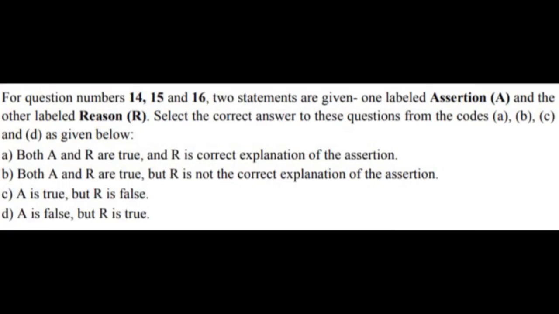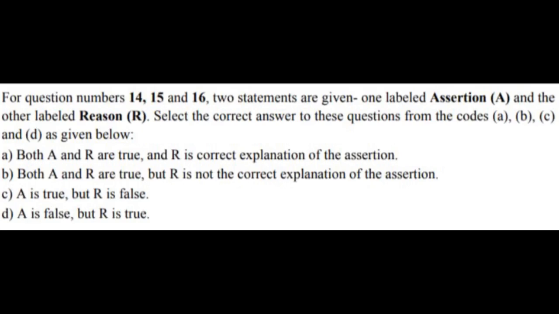Here I will discuss the instructions for writing the assertion and reasoning question. One sample is given over here. For question numbers 14, 15 and 16, 2 statements are given, one labeled as assertion A and the other labeled as reason R. Select the correct answer to these questions from the codes A, B, C and D as given below. So 4 options are given over here.